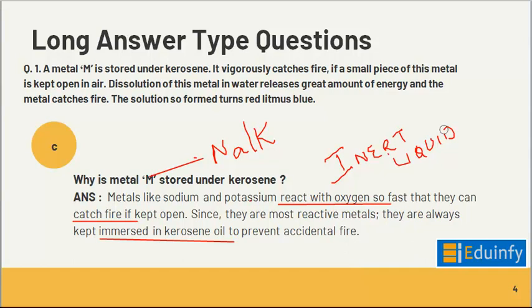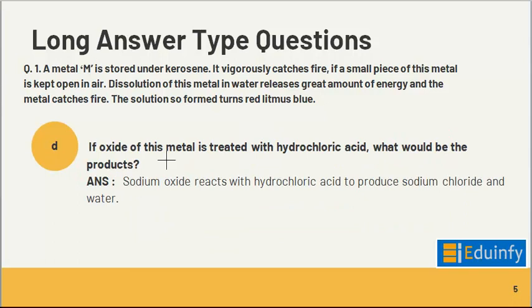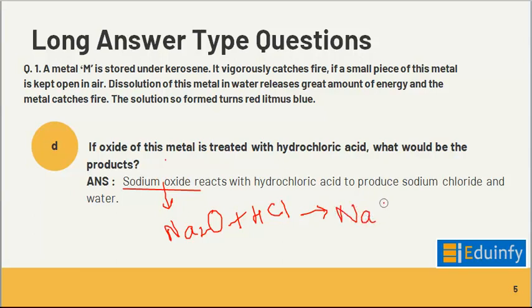So next question, if an oxide of this metal is treated with hydrochloric acid, what would be the product? Oxide of this metal is sodium oxide, that is Na2O, and it reacts with HCl, that is hydrochloric acid. So the reaction is it produces sodium chloride and water.